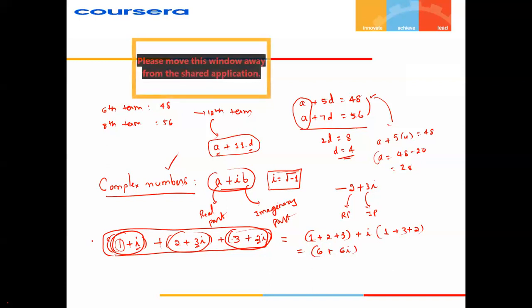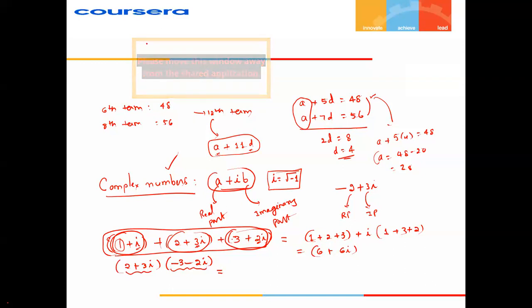Now suppose I go with multiplication, say 2 plus 3i. Very simple actually, but generally we are scared of this topic. This is a complex number, this is another complex number, and we want to multiply them. How to multiply? Simple multiplication only, right? Now I want the answer like this. What is the real part of this?